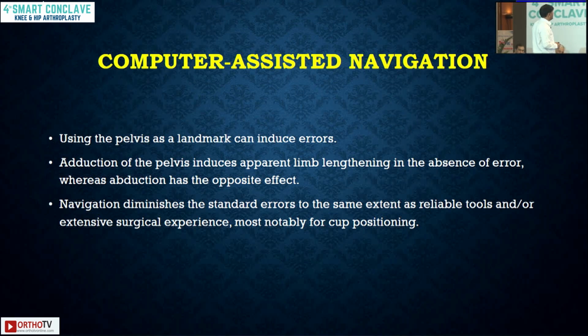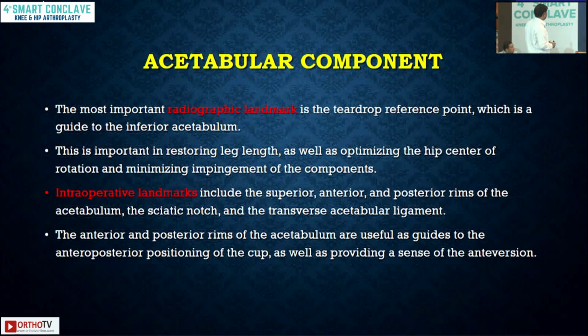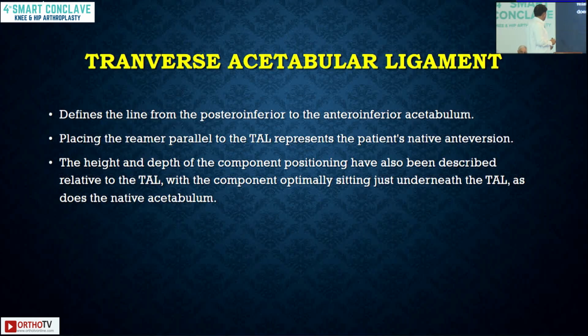Computer-assisted navigation, we all know that they are doing wonders at present. Then, when you are putting the acetabular cup, you need to understand what things are important. The TAL is very, very important, and the teardrop on radiology. These two things you always remember, right? If you put your reamer exactly parallel to the TAL, you will never err on anteversion in a normal hip.